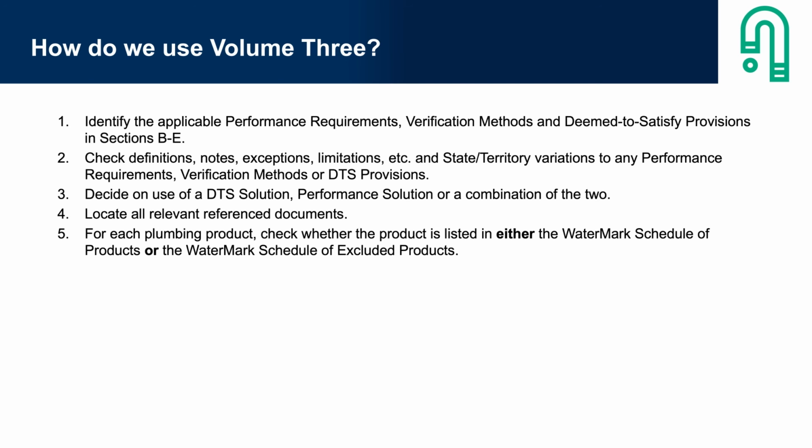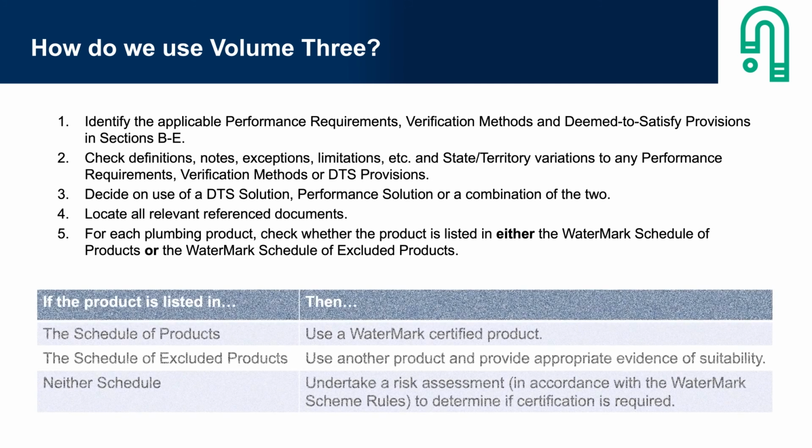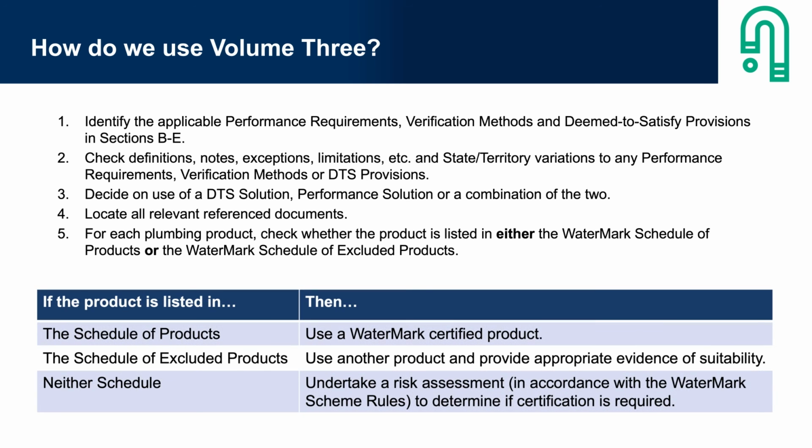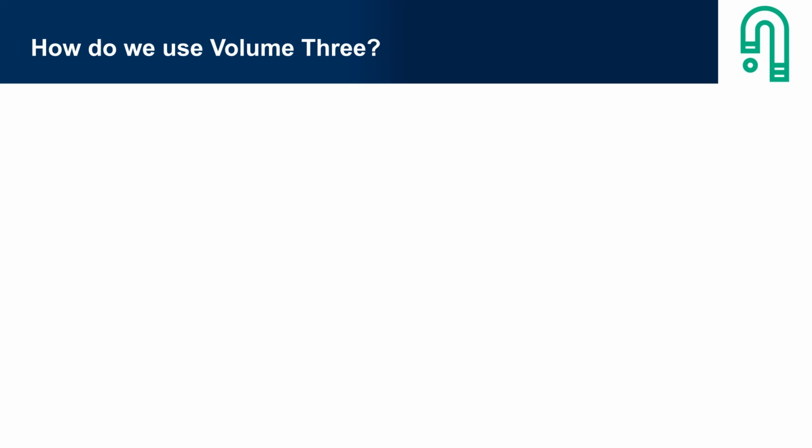For each plumbing product, check whether the product is listed in either the WaterMark schedule of products or the WaterMark schedule of excluded products. If the product is listed in the schedule of products, then use a WaterMark certified product. If the product is listed in the schedule of excluded products, then use another product and provide appropriate evidence of suitability. If the product is listed in neither schedule, then undertake a risk assessment in accordance with the WaterMark scheme rules to determine if certification is required.